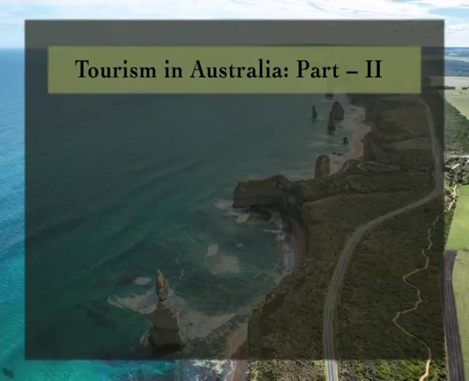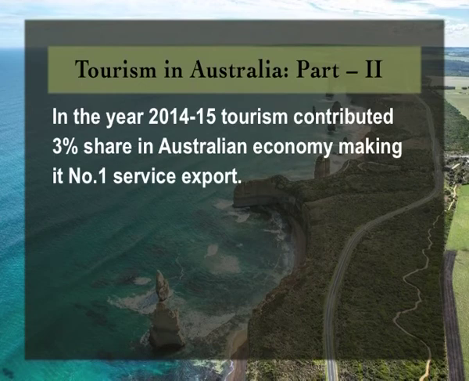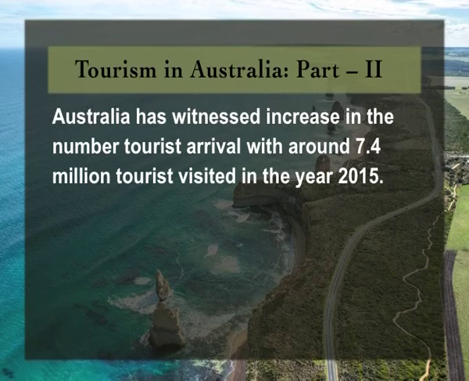Tourism in Australia is an important component and major contributor to the Australian economy. Tourism has created more than 500,000, that is 5 lakh, direct and indirect jobs for Australians, which is 5% of the total workforce in the country. In the year 2014-15, tourism contributed a 3% share in the Australian economy, making it the number 1 service export. Australia has witnessed an increase in the number of tourist arrivals, with around 7.4 million tourists visiting in the year 2015.